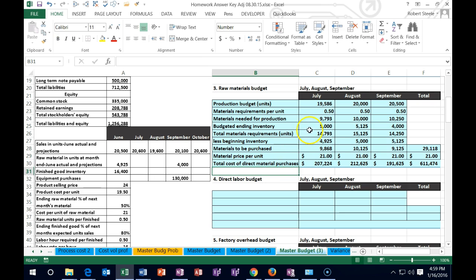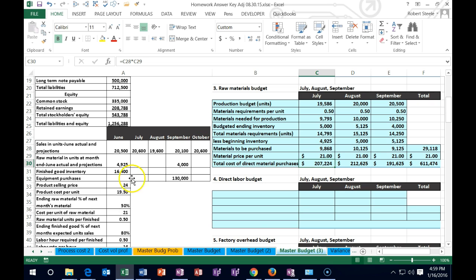So remember how you want to think about this. Basically, you want to think about how many units we're going to need to produce. Then you want to think about how much we want to have in ending inventory for a cushion. That'll give us the units that we're going to need to have on hand. Then we want to subtract out from that the amount of materials already on hand. And that'll give us how many we need to buy.